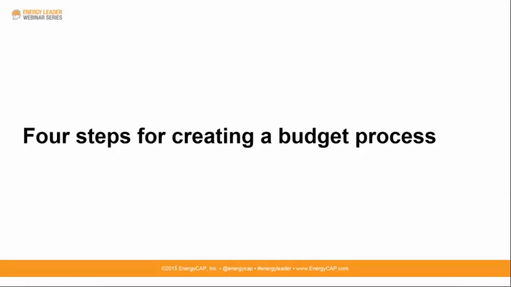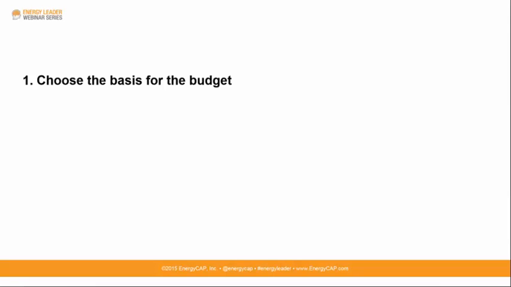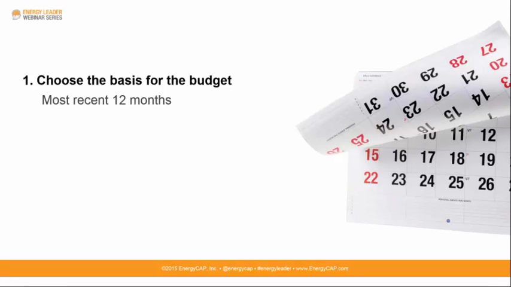Well, if we drill into the budget process, we can look at 4 distinct steps that should be given some thought and consideration if you're going to modify your budget process and create a budget more effectively. The first thing to think about is, what is the basis for the budget? Now, a lot of people would simply use the most recent 12 months. Usually the budget is due at least a few months before the beginning of the fiscal year.